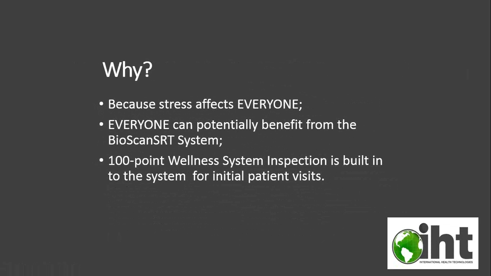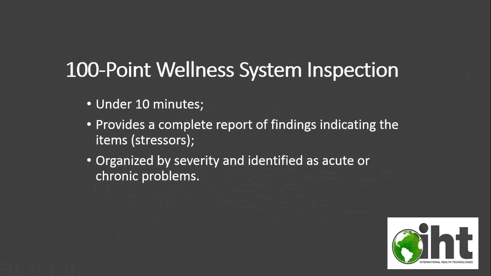The 100-point wellness check or inspection is built into the system for the initial patients. Now, what is the 100-point wellness system? Well, it takes under 10 minutes. It provides a complete report of findings indicating the items or stressors that are affecting the patient, and it's organized by severity and identified as acute or chronic.